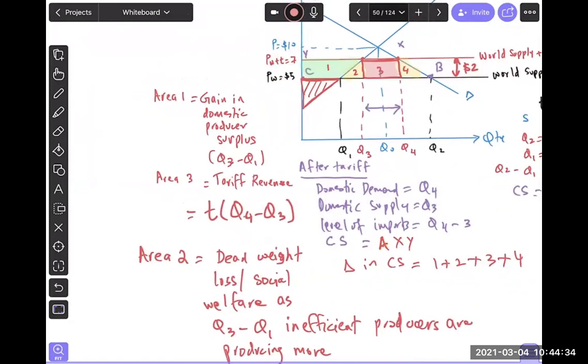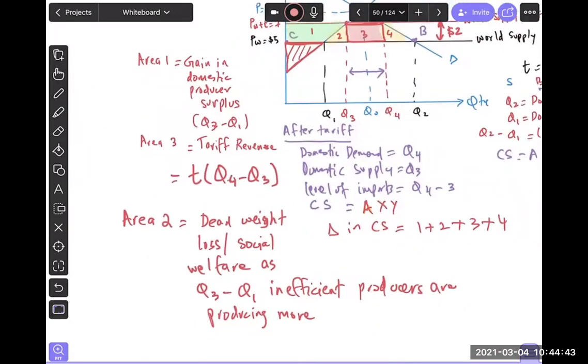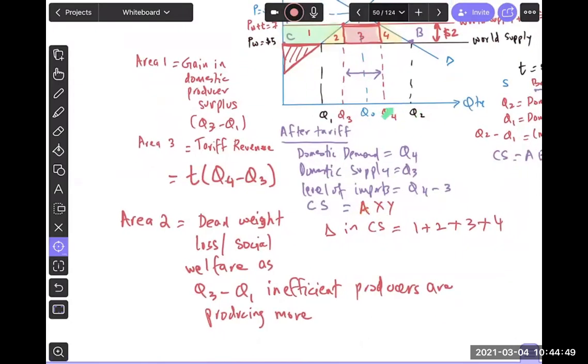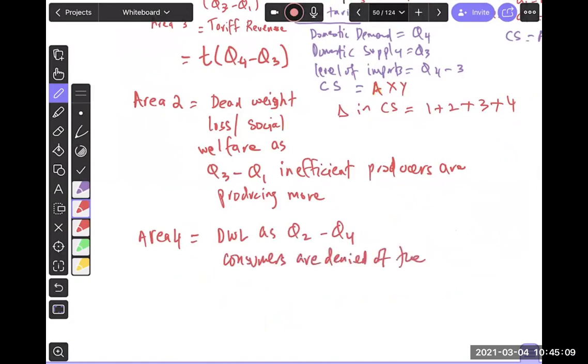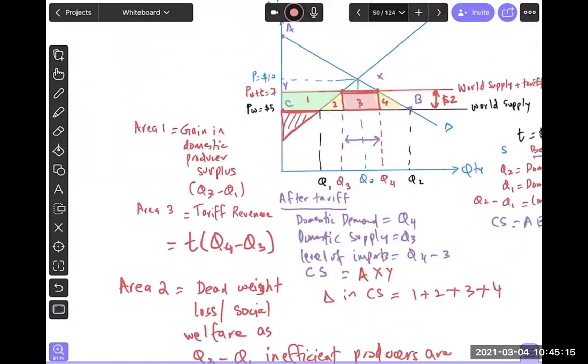Have a guess about area 4. Can somebody tell me what is area 4 going to be? It's also a deadweight loss. Why is area 4 happening? Very good. Consumers are, exactly, because Q2 minus Q4 consumers are denied of the good. So area, I have lack of space, but I want to write this here. Area 4 is your deadweight loss as Q2 minus Q4 consumers are denied of the good. And why are they denied of the good? Because you made it expensive.